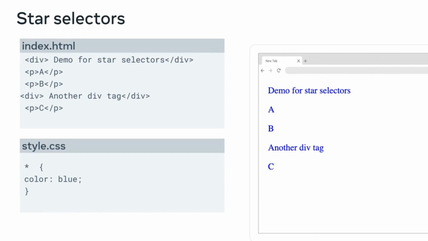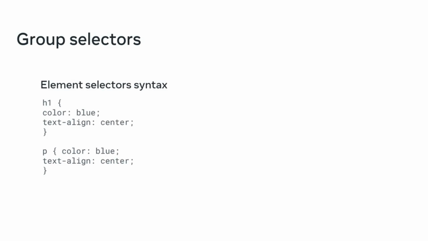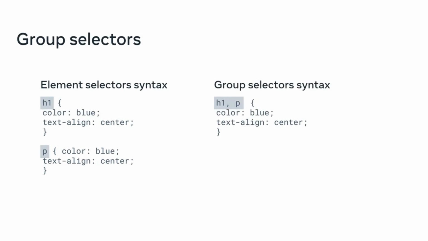It is especially helpful when you want to reset the default settings and styles that browsers use before they apply your styling to the web page. Finally, did you know that you can group selectors? If you want to apply the same styling to more than one type of element, like the heading one and paragraph elements, you can use group selectors. Instead of using element selectors, where you use a rule for every element, such as heading 1 and P, you can type H1, P and then add the CSS properties.